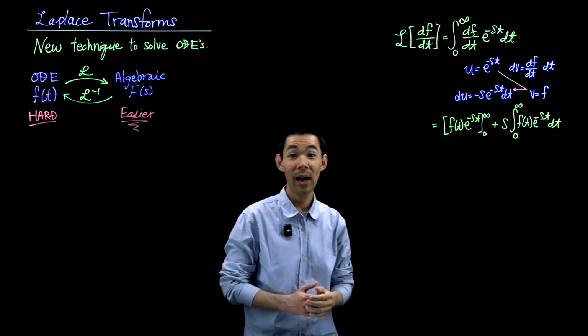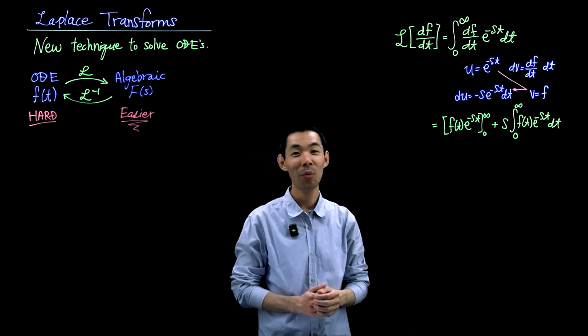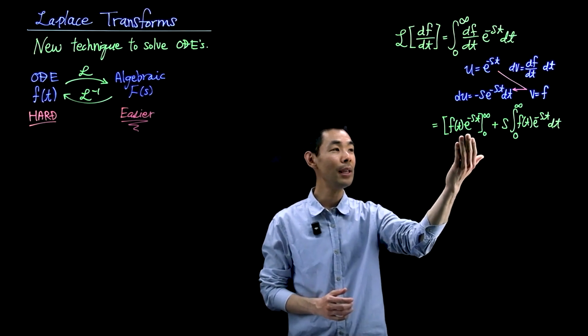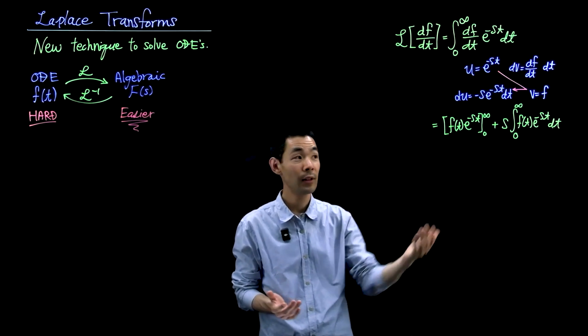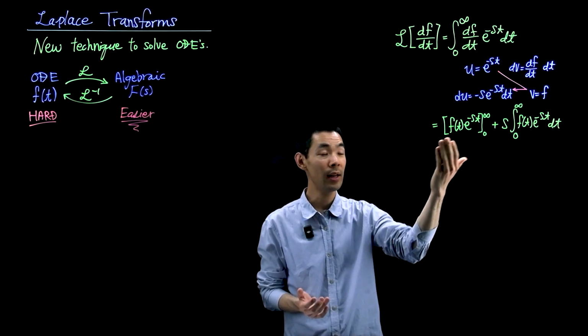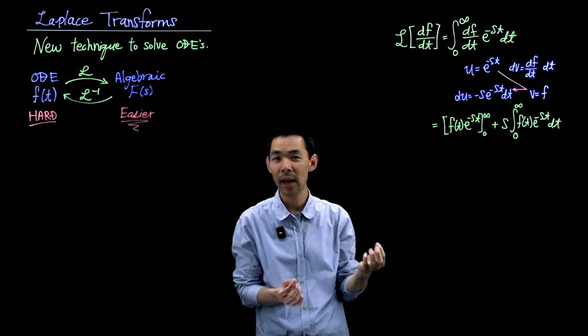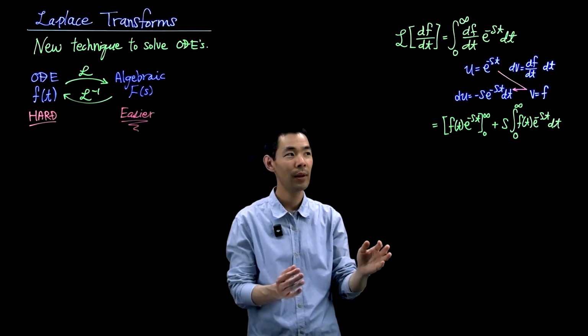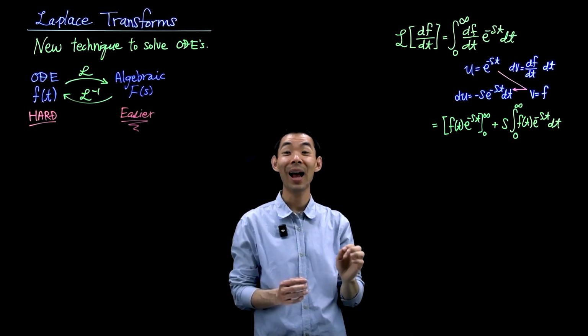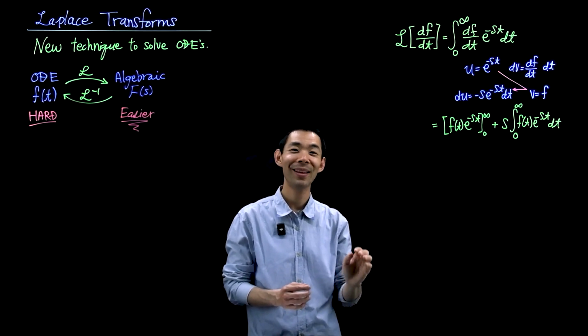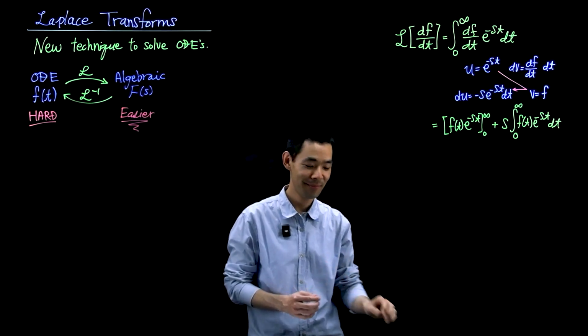The lower bound at time t equal to 0, what happens? e to the negative s times 0 is just 1. So the exponential just becomes 1, and f is just evaluated at t equals 0. That's our initial condition, little f evaluated at t equals 0. Okay, let's write that down.